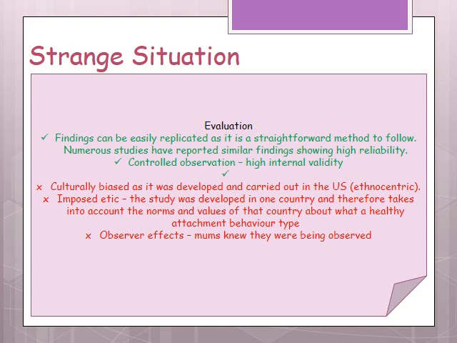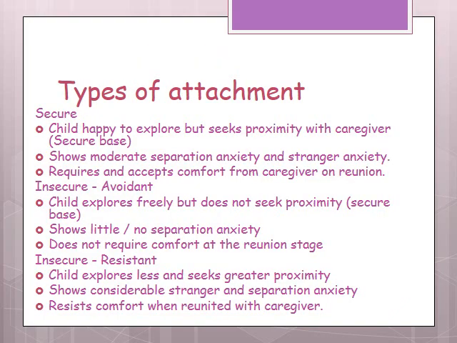So do we have a valid method of measuring attachment type? The types of attachment are secure, insecure avoidant, and insecure resistant. So a securely attached child will happily explore the environment. They have a secure base with their mother, but they do come back to the mother from time to time. They show moderate separation anxiety and stranger anxiety, and they are quickly comforted by the mother on reunion. So yes, they do get upset when the mother leaves, but they're quickly comforted. Okay, so think of them as in the middle.